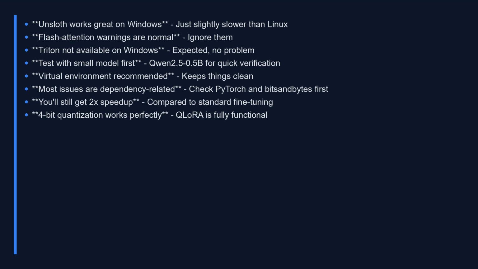Always test with a small model first. Qwen 2.5 0.5B or TinyLlama keeps iteration fast. A virtual environment keeps your dependencies clean and your system Python untouched. Most installation failures trace back to PyTorch or bitsandbytes. Check those first. You still get 1.8 times the speed of standard fine-tuning, and QLoRA with 4-bit quantization is fully functional. The most important feature works perfectly.